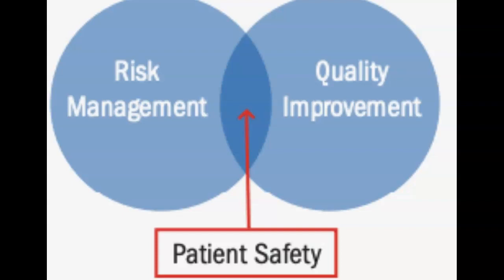Let's talk about Chapter 16, Quality Improvement and Risk Management. This is a huge piece of healthcare in today's time, and it will be forever. I even think they were doing quality improvement and risk management 200 years ago. It just wasn't called that.